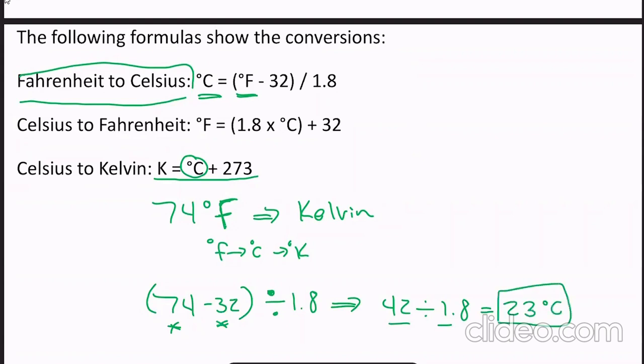Well, now if we want to figure out Kelvin, now that we know what Celsius is, Kelvin is equal to 23 degrees Celsius plus 273.